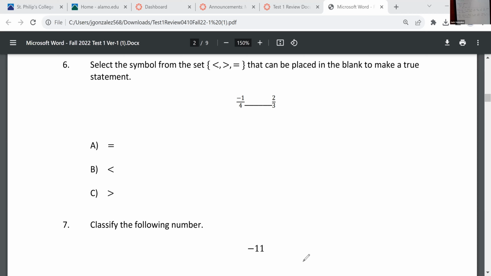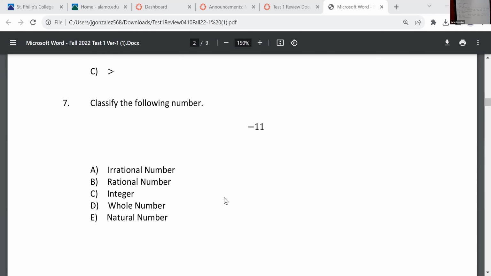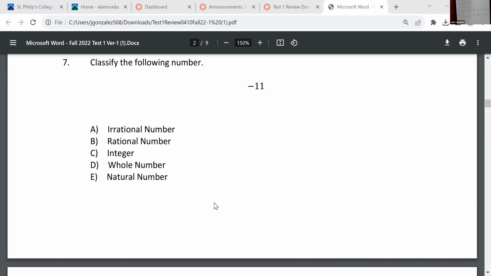So don't miss those. Basically 3 points, right? Here you can have definitions with you. Understand what is the difference between irrational, rational, integer.